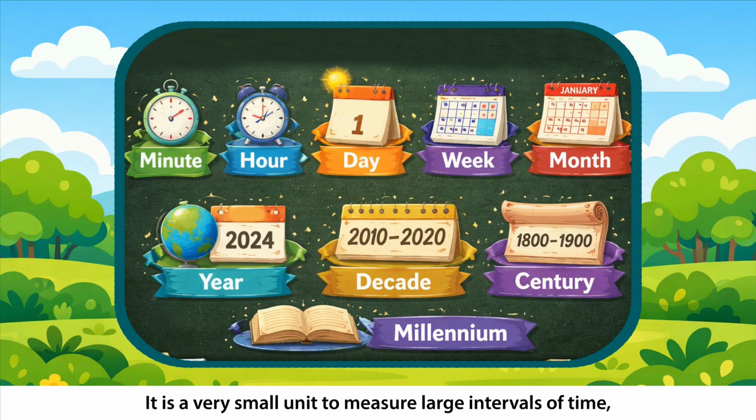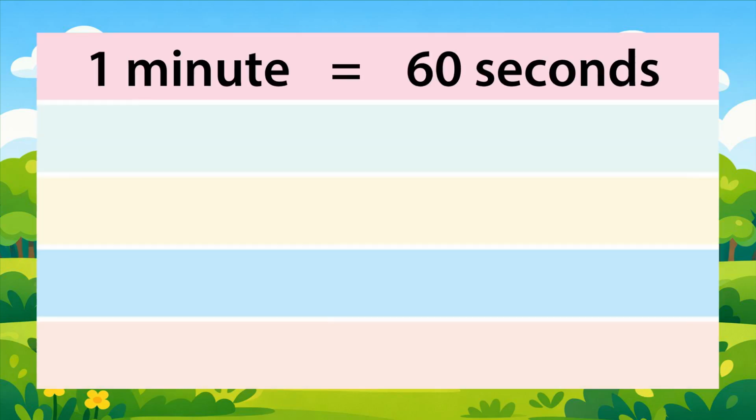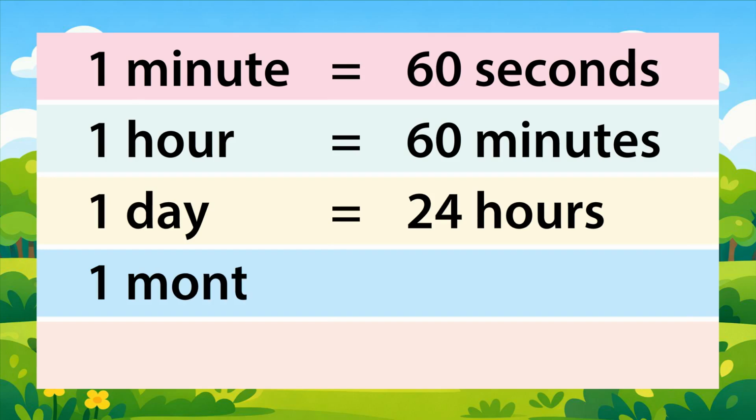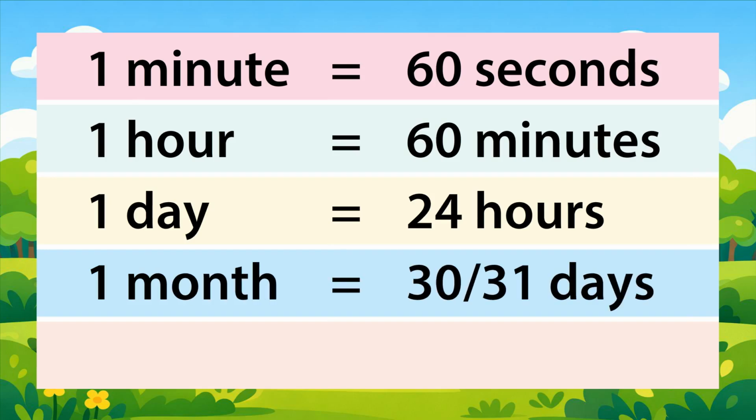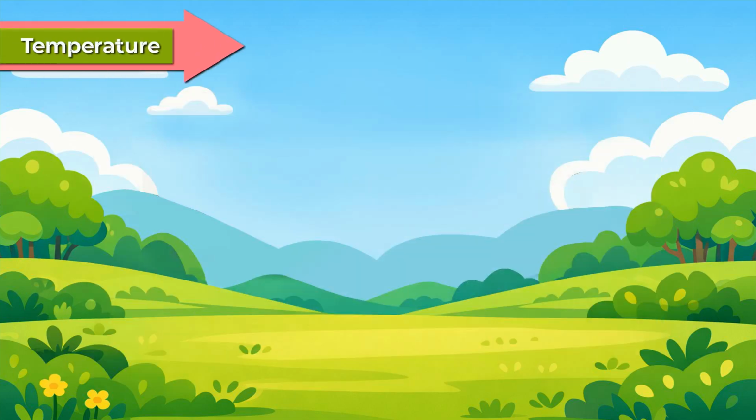It is a very small unit to measure large intervals of time. Therefore, other suitable units to measure longer intervals are as follows. 1 minute is equal to 60 seconds. 1 hour is equal to 60 minutes. 1 day is equal to 24 hours. 1 month is equal to 30 or 31 days. 1 year is equal to 365 days.